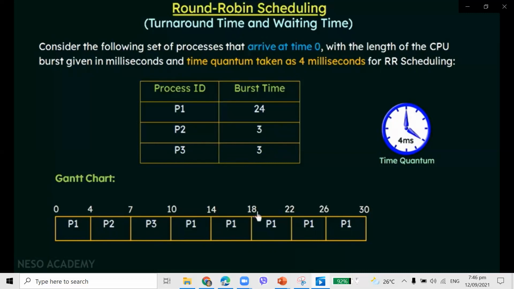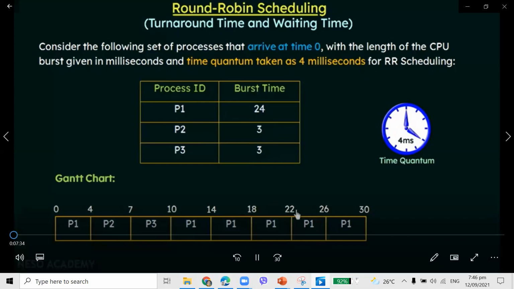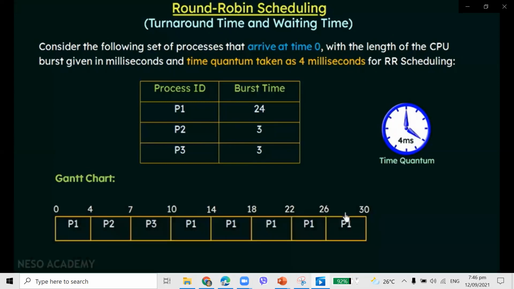So again P1 gets preempted here, and again P1 itself gets the CPU here. So from 18 to 22, that is for 4 milliseconds, it executes again, and then here again P1 gets preempted, and again P1 gets the CPU and it executes for 4 milliseconds, and again the same thing happens here. So from 26 to 30 milliseconds, P1 will do its final execution.